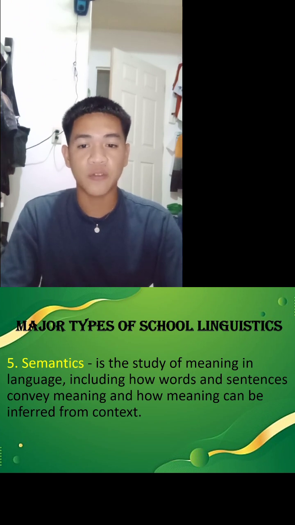Semantics. This is the study of meaning in language, including how words and sentences convey meaning and how meaning can be inferred from context. For example, destination and last stop technically mean the same thing, but students of semantics analyze their subtle shades of meaning.